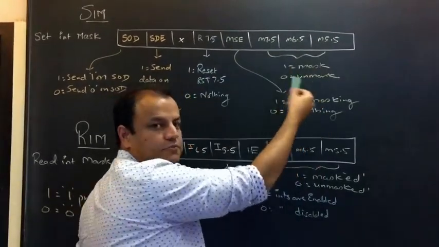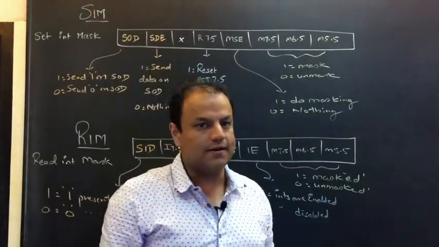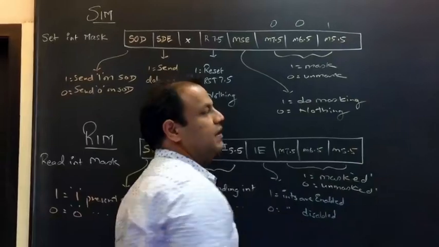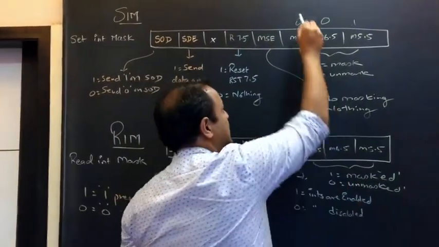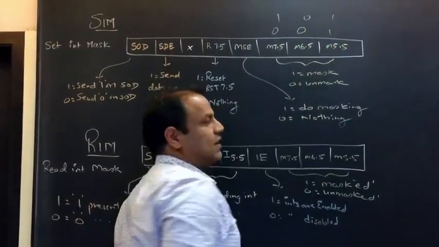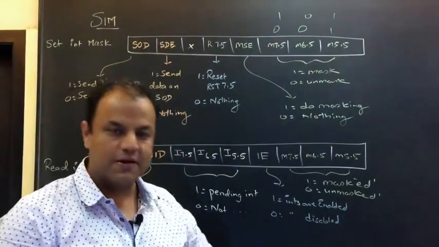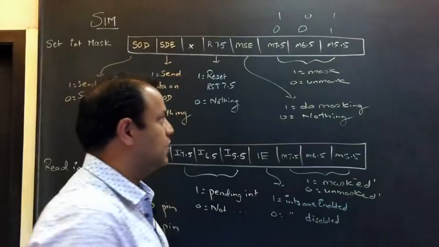It's very obvious. Whichever bit you keep as 1, you're masking that interrupt. As easy as possible. So suppose I've kept 0, 0, 1. What does that mean? I have masked 5.5. Suppose I keep 1, 0, 1 as an example. I have masked 7.5. Now I can unmask both of them and mask 6.5. Then mask all of them again. Then unmask as many times as you want.